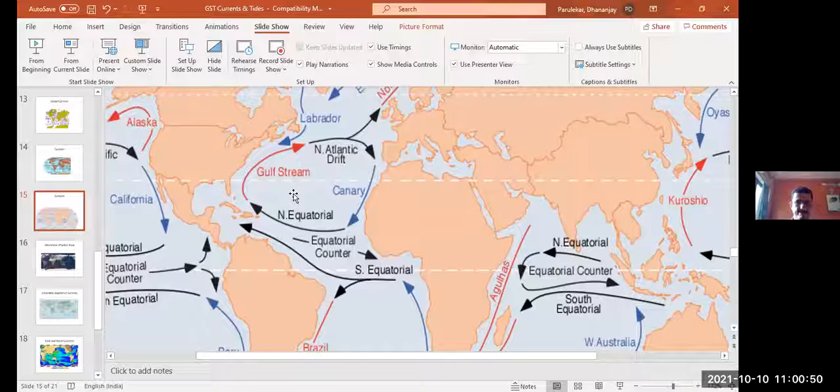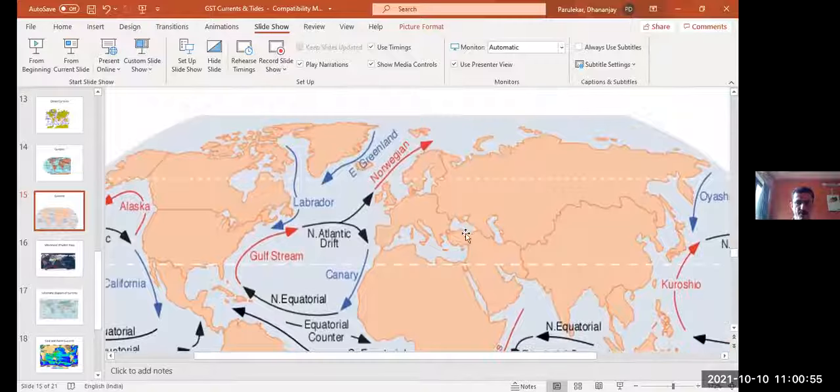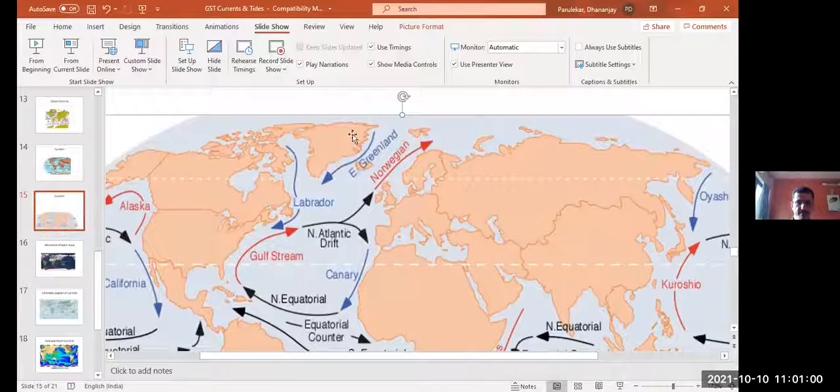Shall we move ahead? Yes, sir. Very good. All of us saw that Greenland is visible here, can everyone see? Yes, sir. When I showed the Titanic video, I had told you about this Greenland. So this particular land mass, you can write Greenland over here.